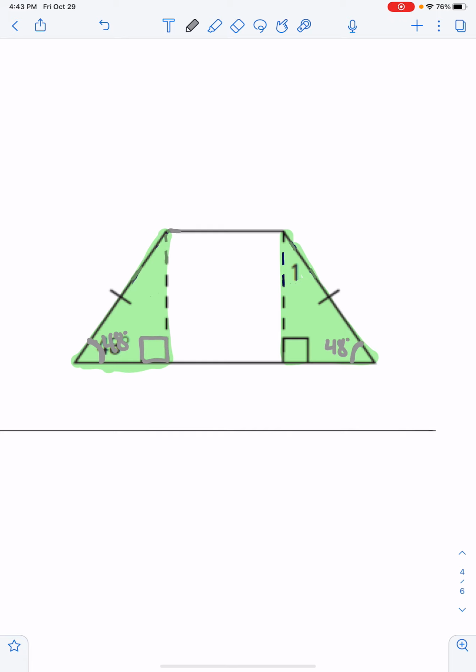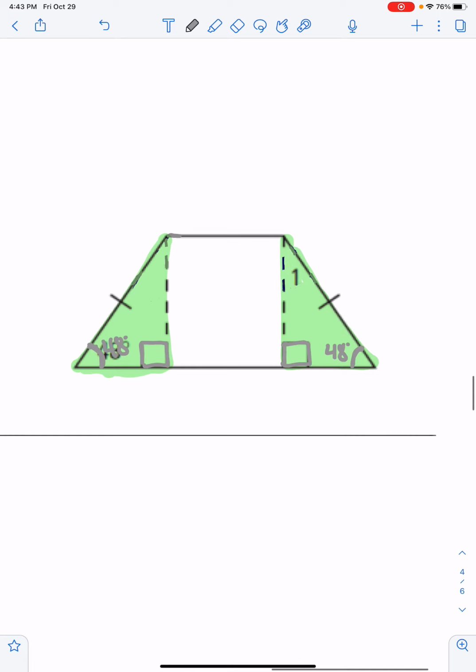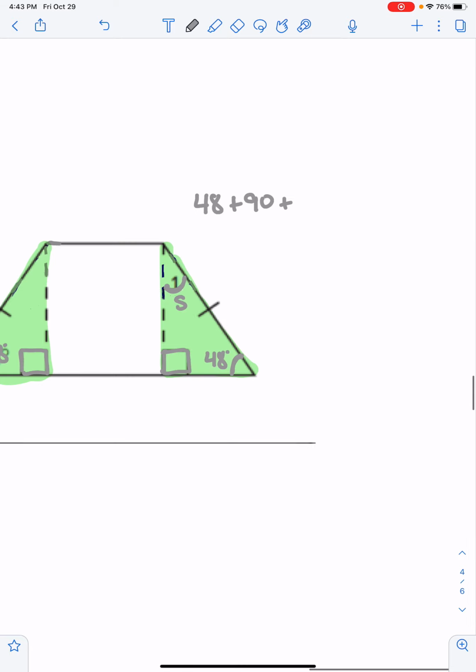This is a box, so a right triangle. And then we can solve for this. We would just say 48 plus 90 plus, let's call it S for Sperber, plus that equals 180. And you'd combine like terms and you could solve.